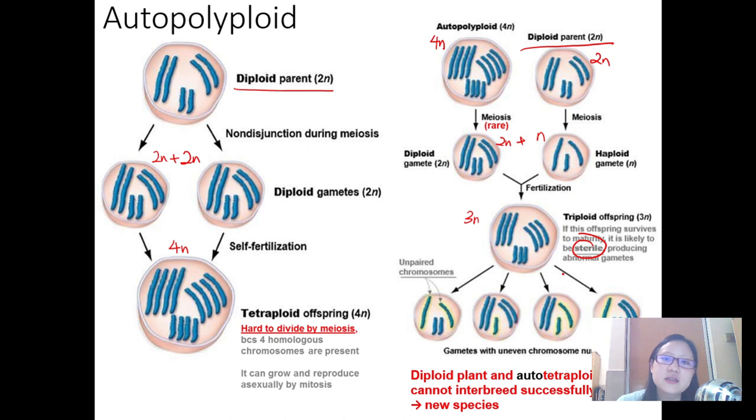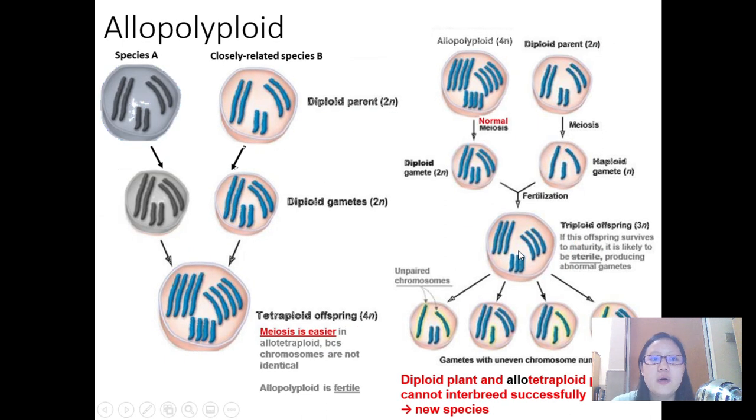This here is a post-zygotic isolating mechanism. So this is autopolyploid. How about allopolyploid? So in allopolyploid, there are two species that are breeding.